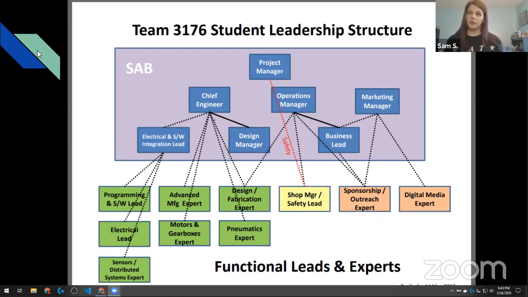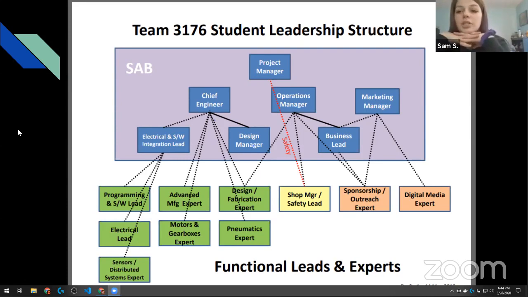So the next three SAB positions that we use, which are probably the most overarching besides the project manager, are our chief engineer, operations manager, and marketing manager. The chief engineer is our main technical person. They're the person that does all the main robot stuff. They work with all the different technical subteams, so our electrical, programming, design, fabrication, and they work with the SAB members and what we call experts, which are the green, orange, and yellow boxes below. And they work with those people to do all the technical work.